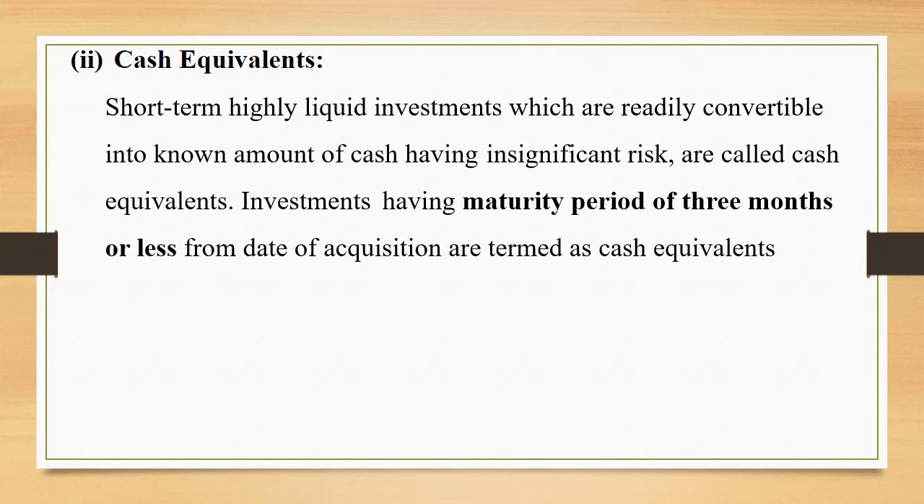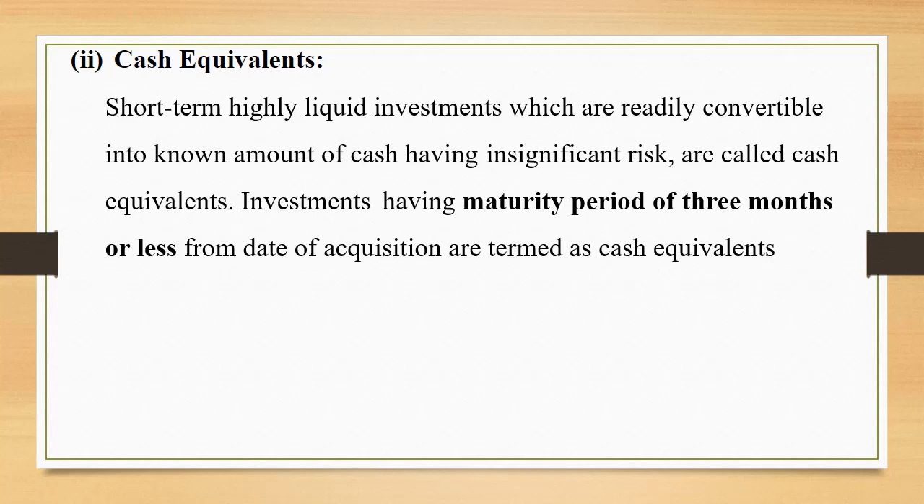Short-term highly liquid investments which are readily convertible into known amount of cash having insignificant risk are called cash equivalents. Investments having maturity period of 3 months or less from the date of acquisition are termed as cash equivalents. Highly liquid investments which are readily convertible into known amount of cash, investment in such marketable securities, we call it as cash equivalents. You have to take care of the maturity period of 3 months or less. Any investment having maturity period of 3 months or less from the date of acquisition are termed as cash equivalents.